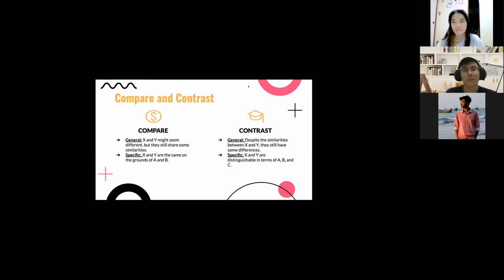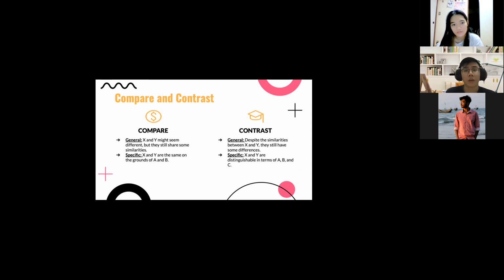I think compare is more of seeing what's the same between two subjects, and contrasting is more focusing on the differences. Yeah, that's what we think also. So when comparing, you focus on the similarities, and when you contrast, you shift your focus to the differences. So that's what should be reflected in your thesis statement as well, right?